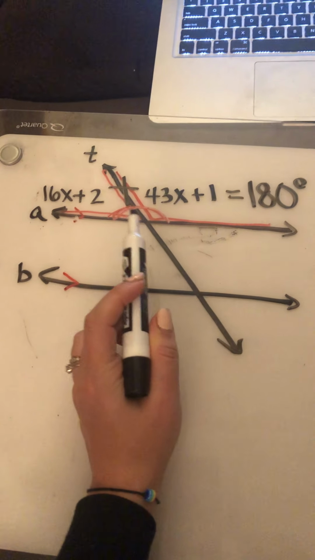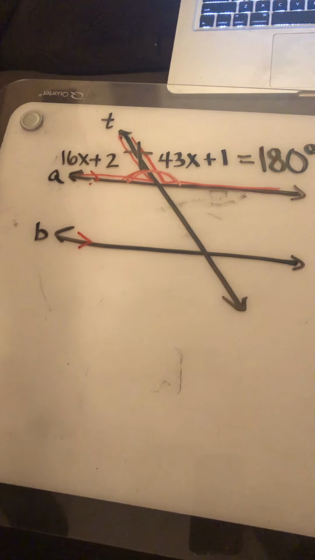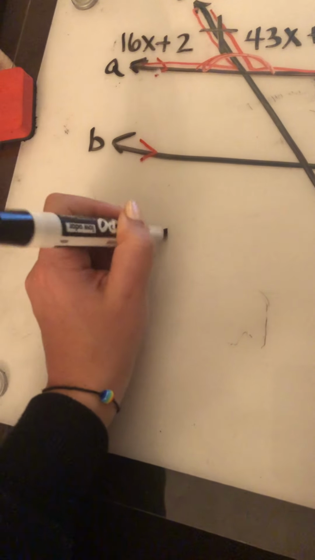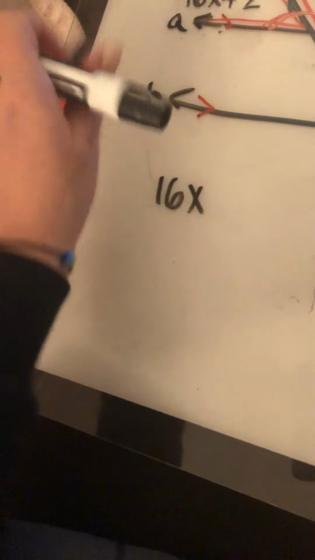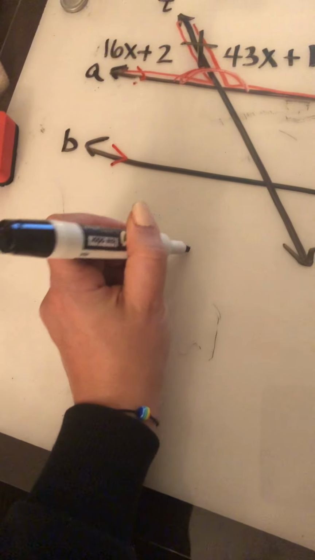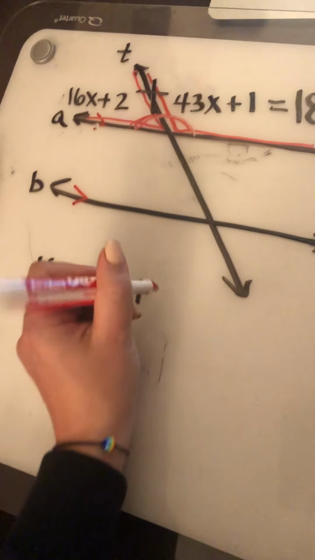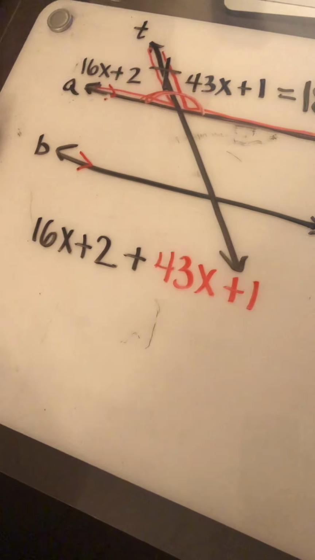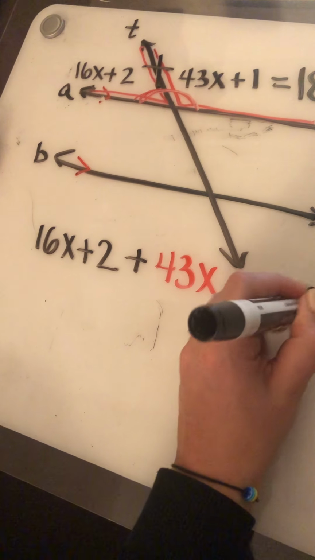16x plus 2 plus 43x plus 1 is going to equal 180 degrees. So let's write that down. We would get 16x plus 2. That's the angle on the left, right? Plus my angle on the right, I'll do a different color for that, 43x plus 1. When I put those two angles together, they're supplementary. They equal 180 degrees.